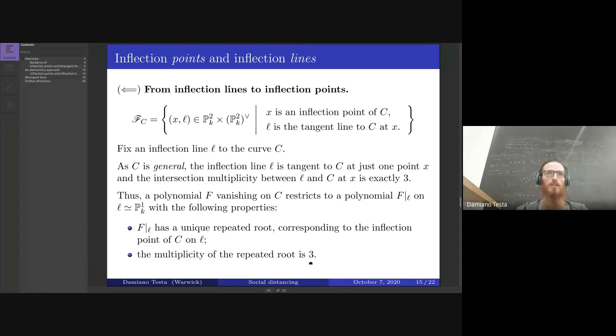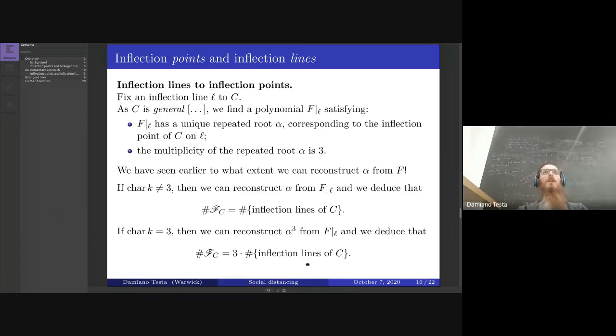Okay, and we already know that therefore characteristic 3 is now going to play a funny role. We're going to be able to reconstruct the root of our polynomial if the characteristic is not 3, but not if the characteristic is 3. So let me move on. So the setup is we fix that inflection line, C is general, we find this polynomial that has a multiple root of multiplicity exactly 3.